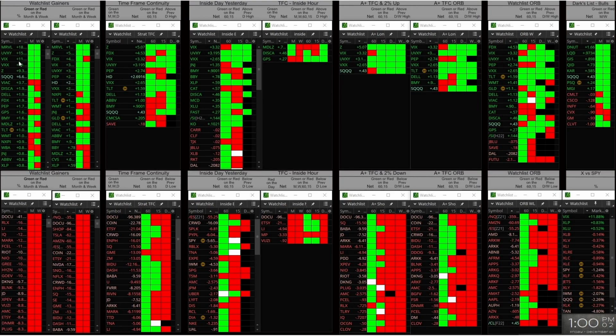So this one is sorted by percent. If we look up here at the top, there's a little bit of a key as to what's what. This is simply, is it green or red on the month and week? So we're looking at the longer time frames. Obviously if it's up in the percentage, it's going to be green on the day, and the bottom ones are going to be red on the day. So are these green or red on the month and the week?